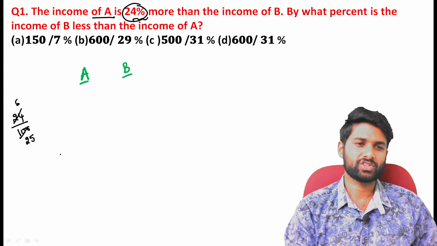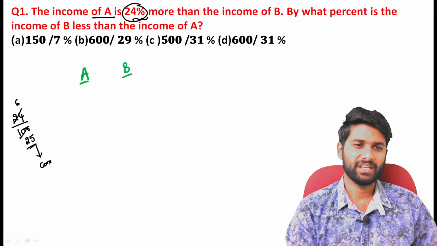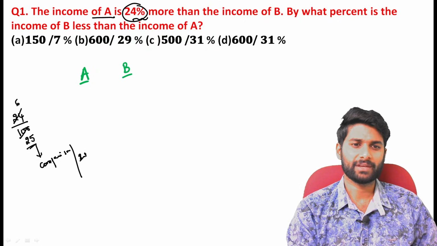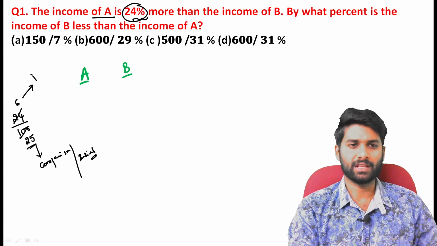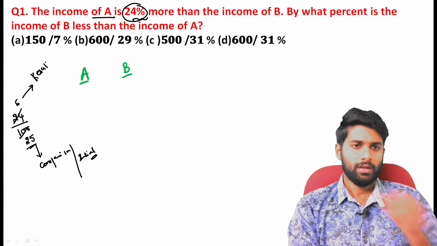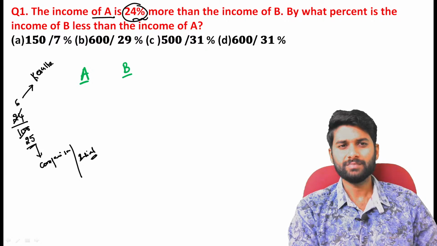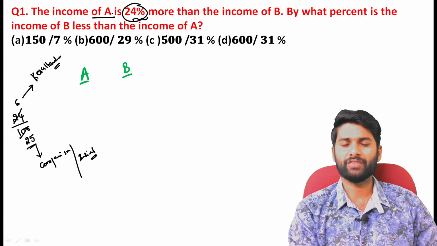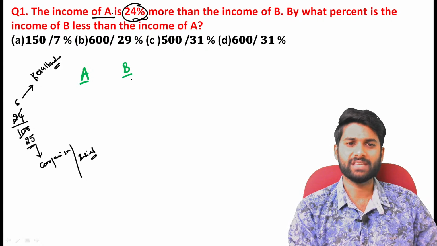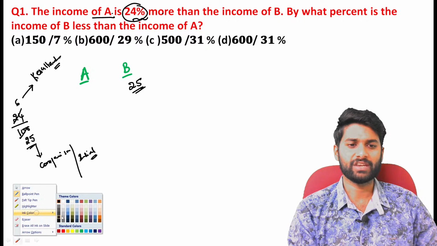What is the information? The denominator is always defined as the comparison, sorry, the initial value. The initial or comparison value you just took as a value, and the numerator is always the resultant. The income of A is 24% more than the income of B, which means the income of B is exactly 25 units.